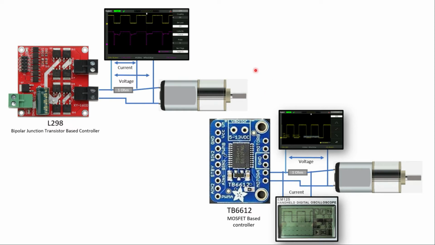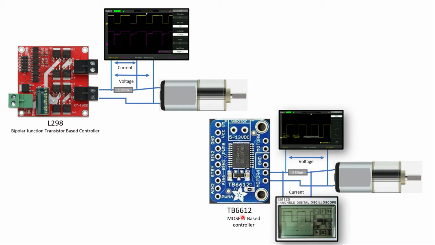The way I measured things at the motor, I measured what was coming out of the microcontroller for the L298 on the top trace, and then what was happening at the motor on the bottom trace, either by measuring the voltage across the motor or measuring the current by measuring the voltage across a resistor.